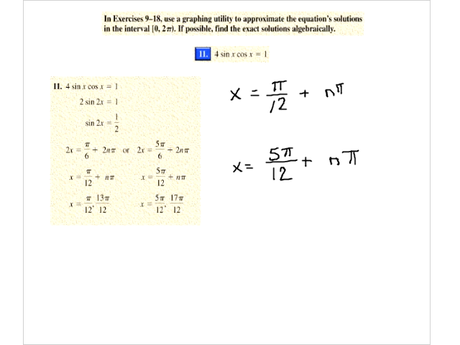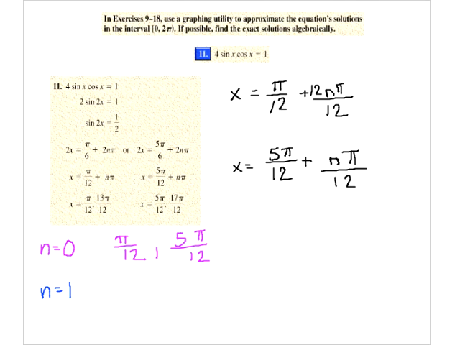Alright, I am going to put a common denominator here of 12, only because when I start entering values in for n, it's easier on myself. So when I start putting values in for n, I start with 0. So I'll get pi over 12 in the first equation, and 5 pi over 12 in the second equation. Okay, neither of those are greater than 2 pi. So let's move on to n equaling 1.